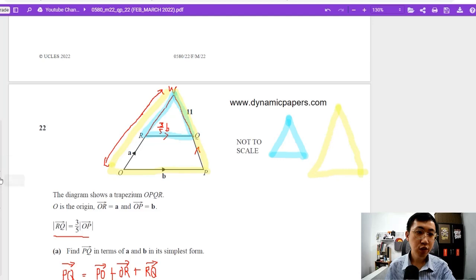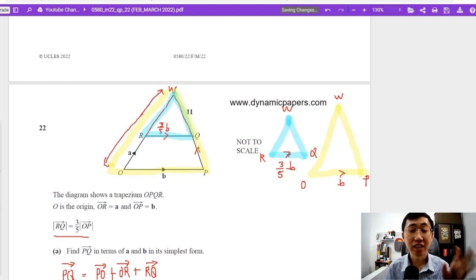Alright, so from your question A, you already know the length RQ here to be 3 over 5b. Okay, so this is actually your RQ. This one is W, and this is OP. And given to you, the OP is actually B, right? So this is B. The smaller one is 3 over 5b. So what does this tell you is that the smaller one is actually 3 out of 5 from the bigger one. The ratio, right? So now I want you to know that we call the length of the bigger triangle, let's call this length X.